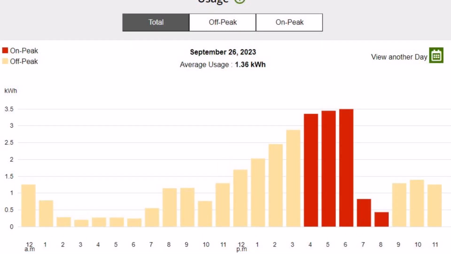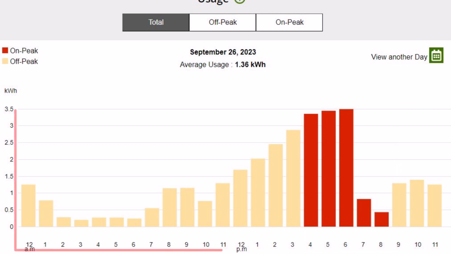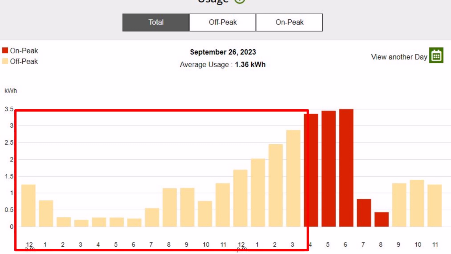For this account example, the usage during on-peak hours was higher than that during off-peak hours. The customer could lower the bill by shifting when they use appliances to off-peak hours.